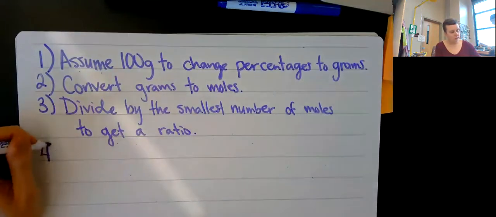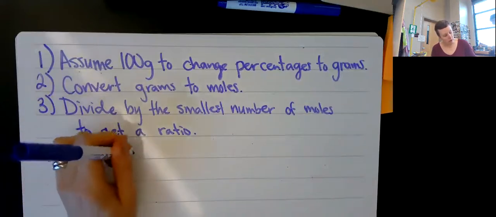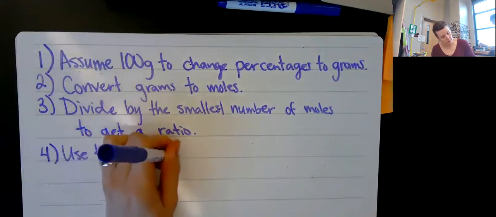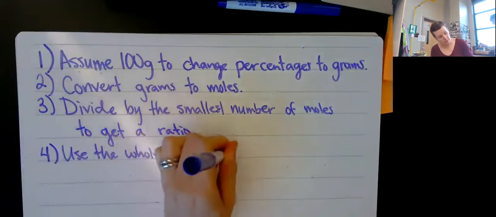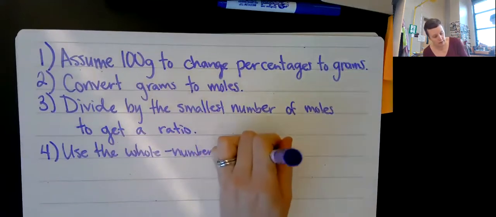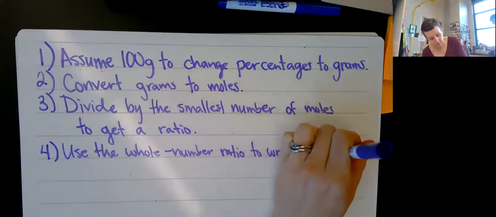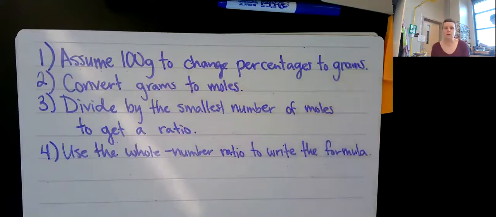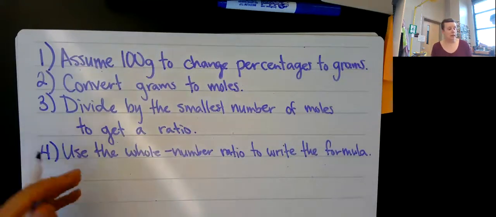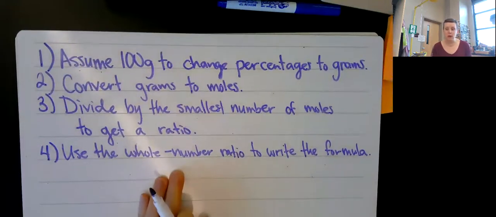And step four, use the whole number ratio to write the formula. It is possible that after step three, you don't have a whole number ratio, okay? So we use whole number ratios to write the formula. If it's not a whole number ratio, we have another piece to step four, okay?